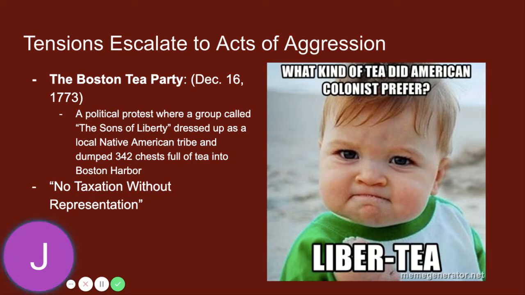So anyway, the Boston Tea Party happened on December 16th, 1773, and it was a political protest where a group called the Sons of Liberty dressed up as a local Native American tribe and dumped 342 chests full of tea into Boston Harbor. So this group of guys basically painted themselves as a local Indian tribe, went onto some boats in the middle of the night and dumped a bunch of tea into the Boston Harbor. And this was all to protest the fact that they were being taxed without representation. So no taxation without representation.